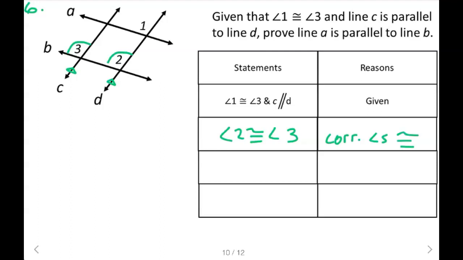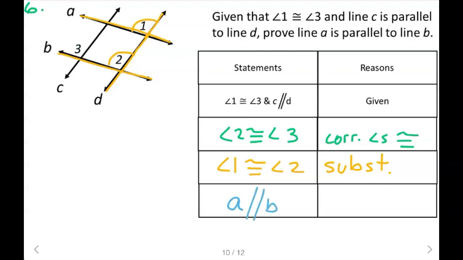Now we can use substitution. We've got angle 1 and 3 are congruent, 2 and 3 are congruent, so now we can say 1 and 2 are congruent by substitution, or you could say the transitive property. Now let's focus on that 1 and 2 being congruent. Well, angle 1 is made up of lines A and D, and angle 2 is made up of B and D. So now we've got these corresponding angles are congruent, so the lines A and B must be parallel. So line A must be parallel to B because corresponding angles are congruent.